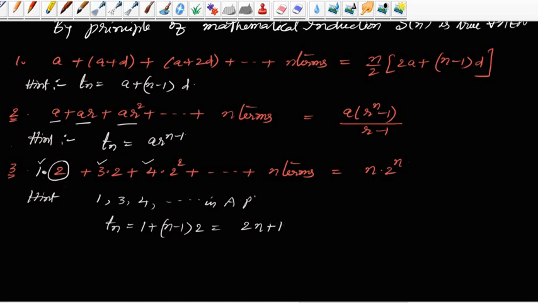The second term here 2. Some mistake has been done here. I have to correct this.